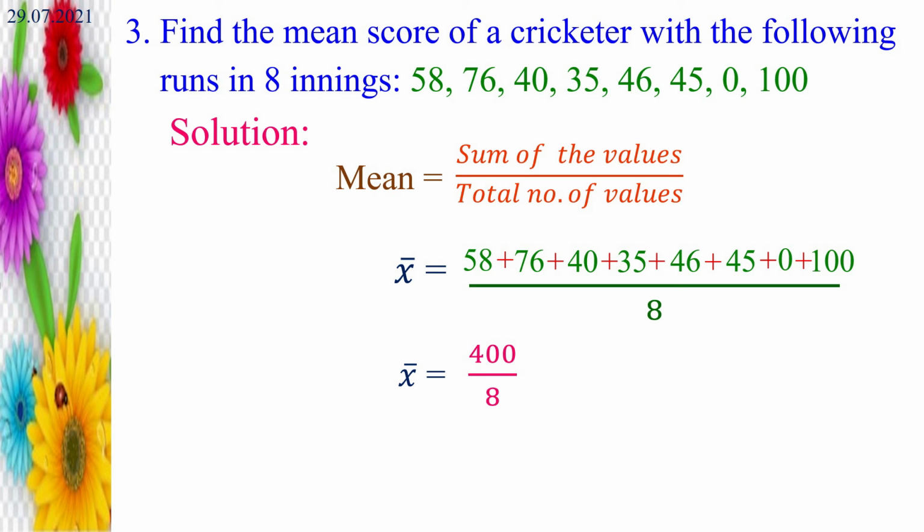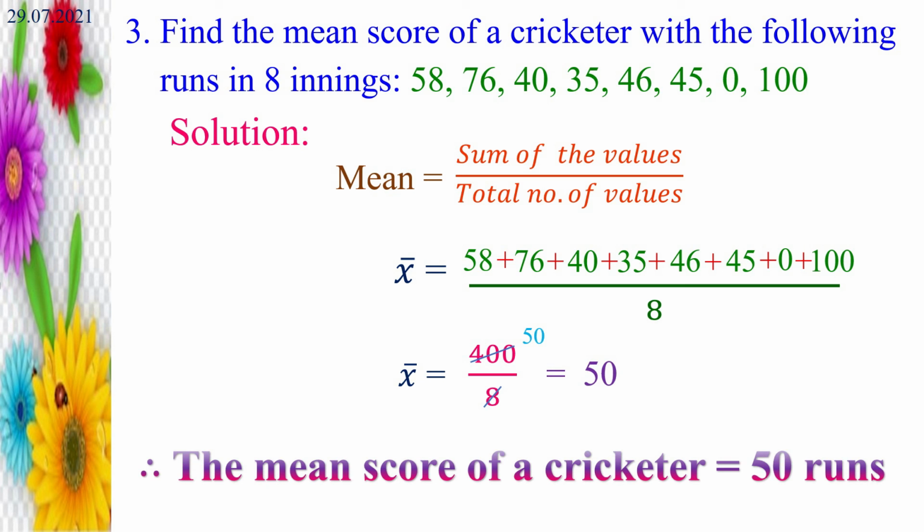On dividing 400 by 8, we get 50. We can divide or cancel. You know that 8 5s are 40 and the 0 is here. We have to add it with 5. Doing so, we get 50. Therefore, x bar is equal to 50. The mean score of the cricketer is equal to 50. Therefore, 50 runs.